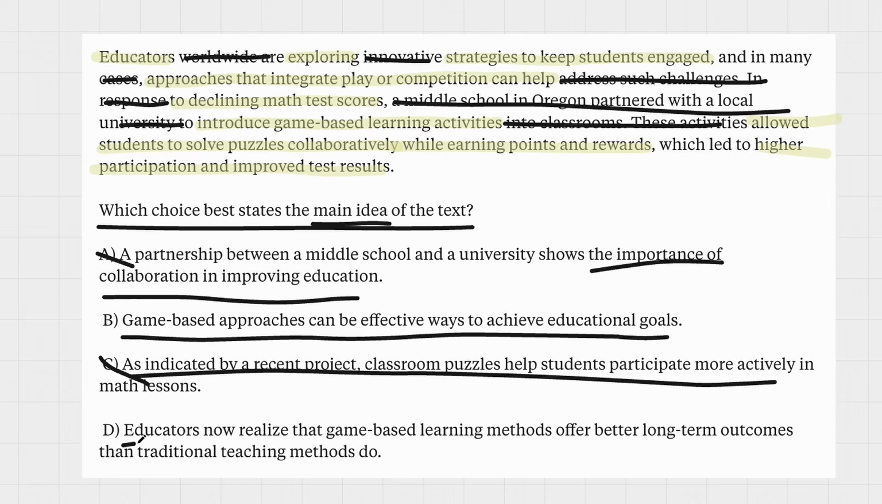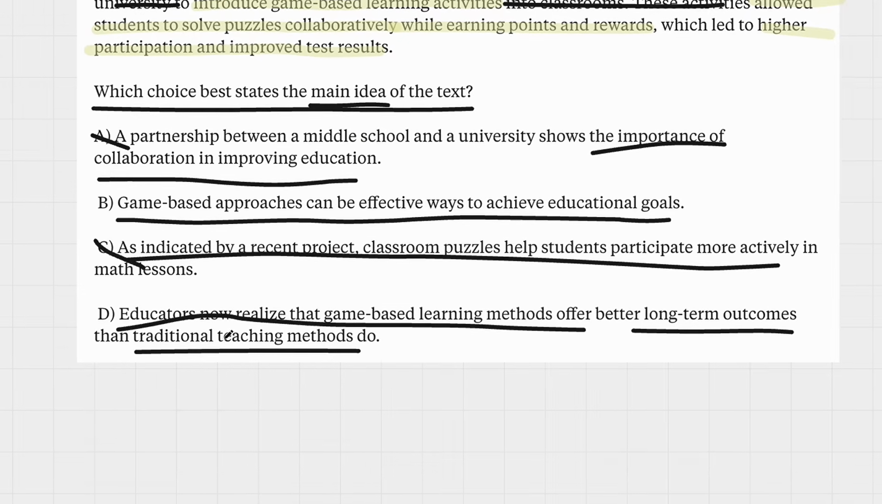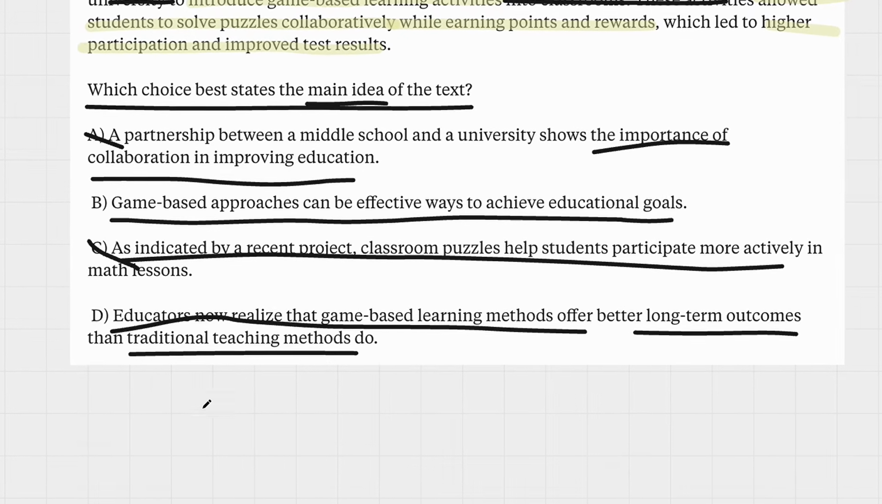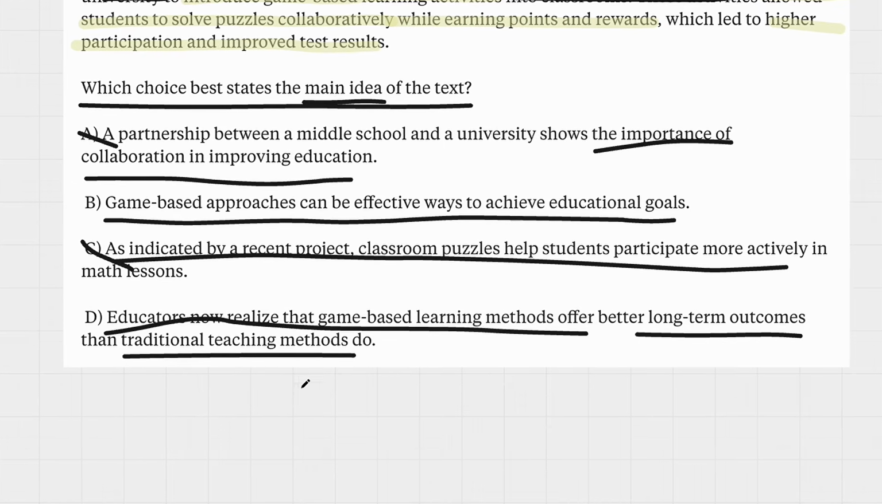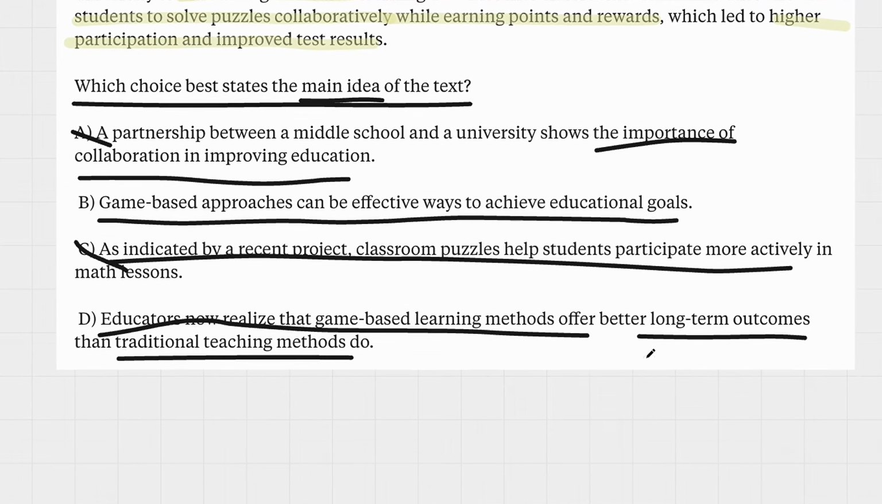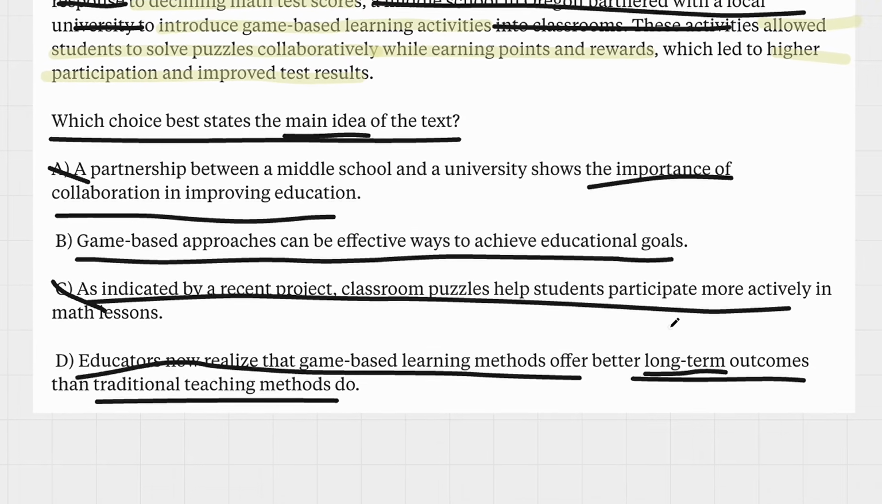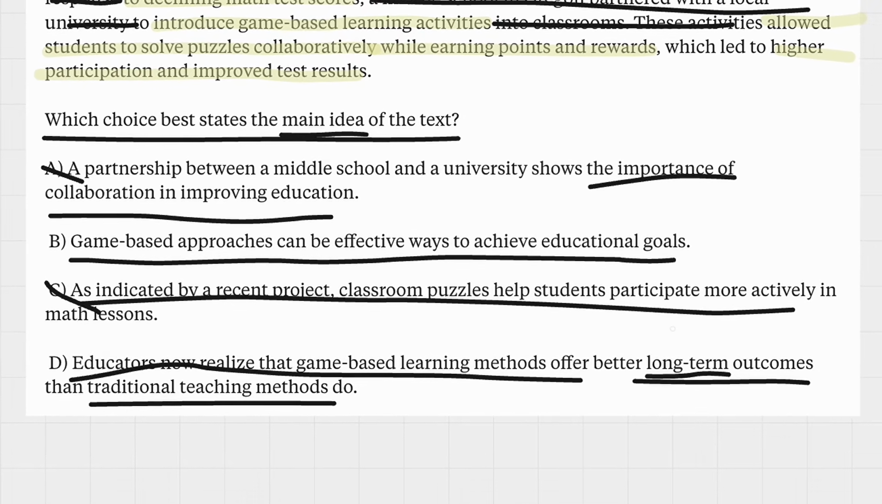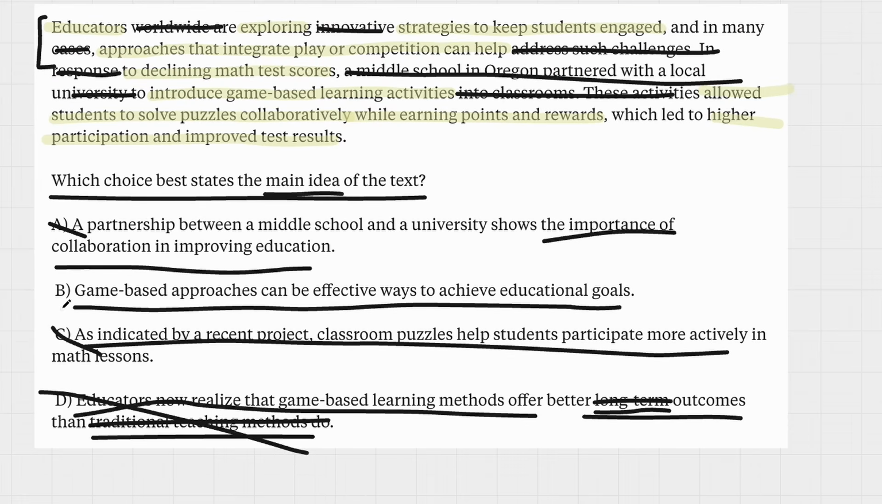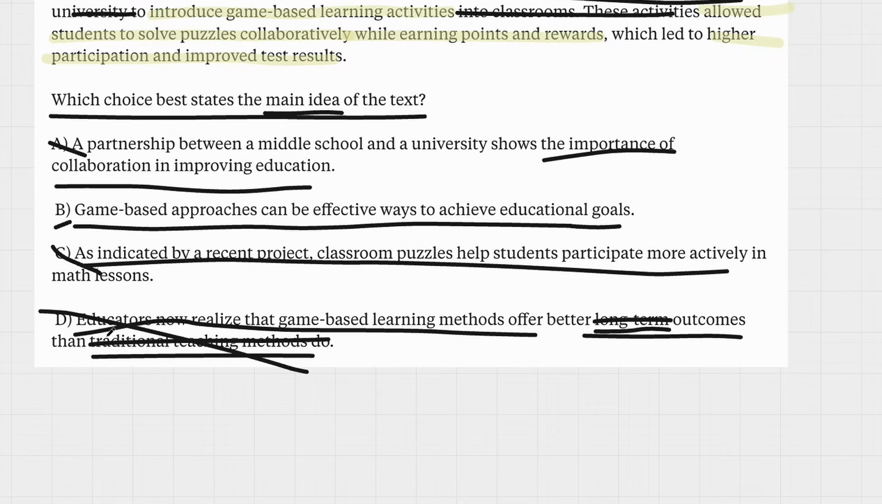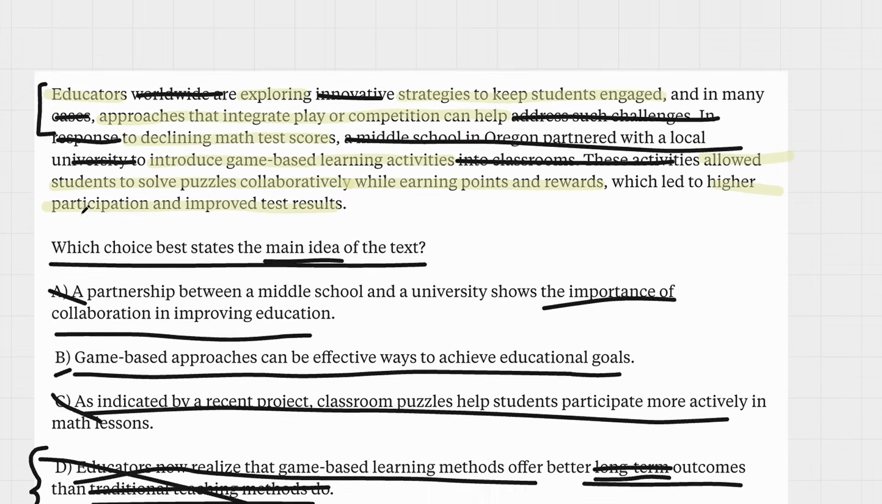Now, finally, we have D. Educators now realize that game-based learning methods offer better long-term outcomes than traditional teaching methods do. This definitely seems like it could be pretty good, but there are a few problems with it. We just really want to find why this choice may not be correct. And if there's even a small part of this choice that may not be necessarily correct, we can eliminate it. So first, to think about long-term outcomes, we don't really talk about the long-term outcomes as a whole. We talk about kind of short-term things that they can gain from doing these tests. I would say D is not the best answer and B is correct. Now keep in mind, D may be a completely logically true answer. It's just not the correct one based off of the information in the passage.